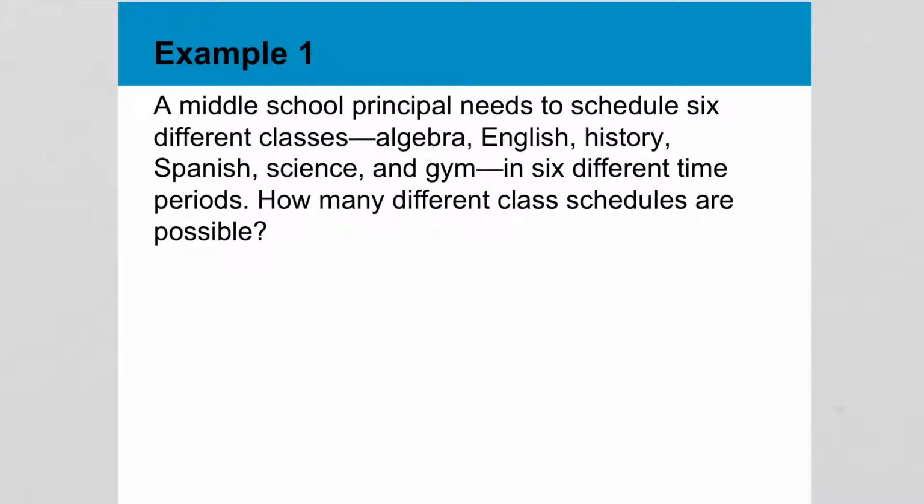A middle school principal needs to schedule 6 different classes: algebra, English, history, science, Spanish, and gym, in 6 different time periods. How many different class schedules are possible? Well, that would be 6 factorial: 6 times 5 times 4 times 3 times 2 times 1, which is 720 different ways.